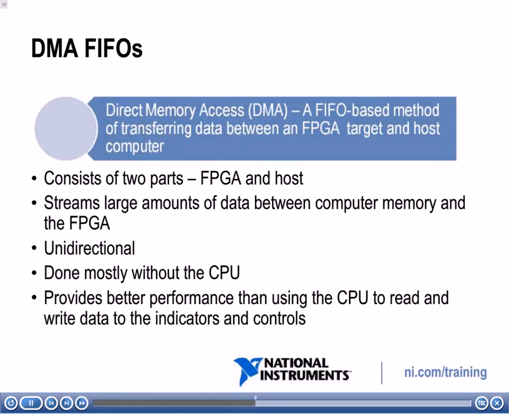When you create a DMA FIFO, it's going to be unidirectional. So if you wanted to transfer some data from the FPGA to the host, then you can create a DMA FIFO that only goes from the FPGA to the host. If you needed to transfer buffer data from the host to the FPGA, then you're going to have to create another DMA FIFO for that. Okay? So this is going to provide better performance because it's not using that many CPU resources to read and write that data.